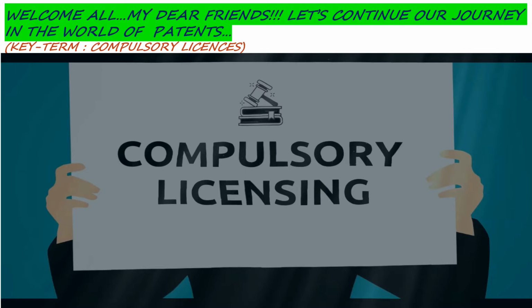Let us continue our journey in the world of patents. Today's key term is compulsory licenses. Okay, friends, till now we have discussed up to form number 16 and its relevant sections and rules. So now it's the turn for form number 17. And the key term for form number 17 and its relevant sections and rules is compulsory licenses.